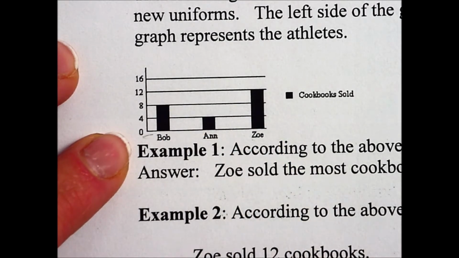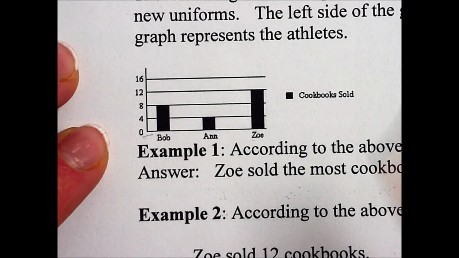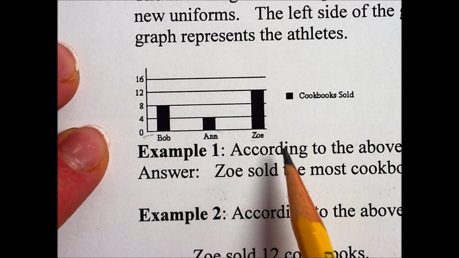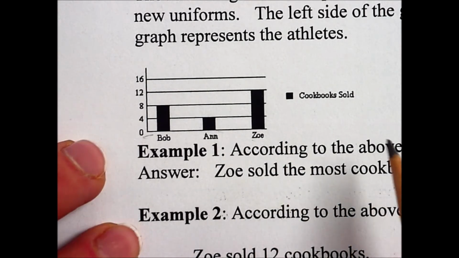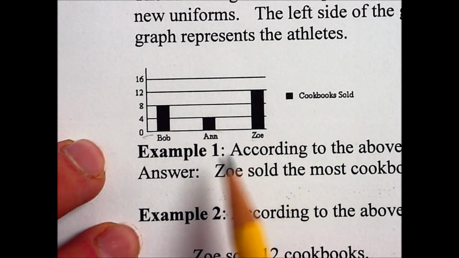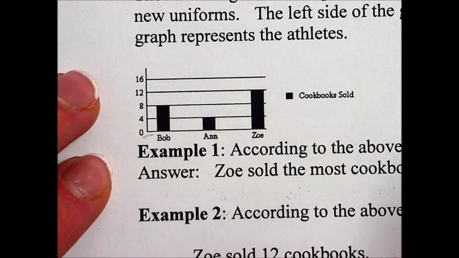All right, they might also ask, how many cookbooks have Zoe and Anne sold? How do we figure that out, Allison? So Anne sold 4, Zoe sold 12, we'll add them, and then we get 16. They might also say something like, Bob sold 8 and Anne sold 4, what's the difference? So then you would just subtract.